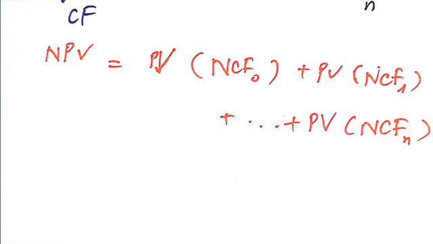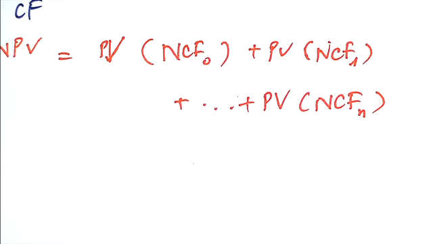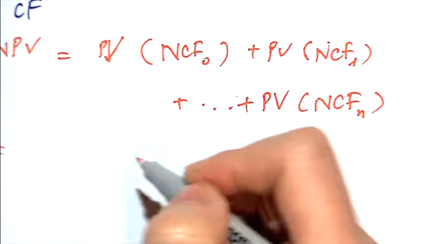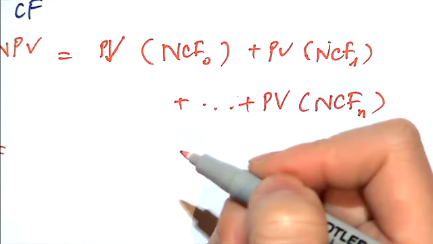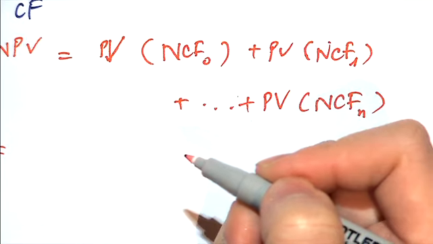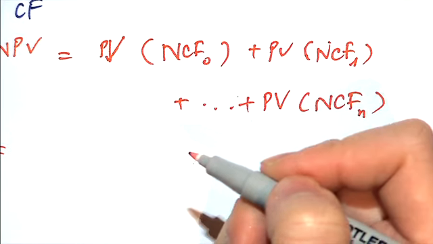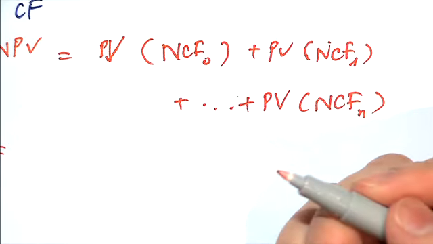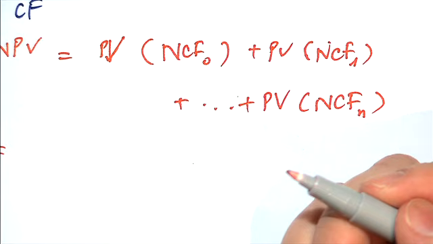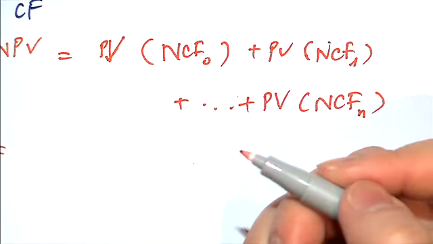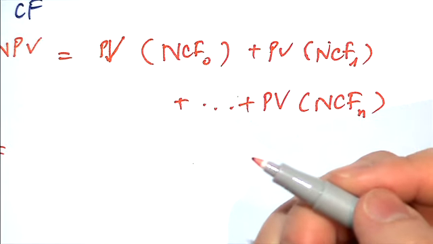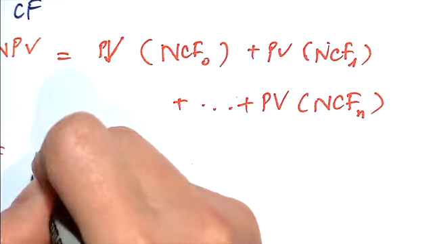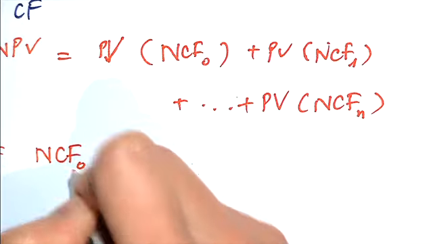You see this? Agree? So what would be the present value of net cash flow 0? It occurs at time 0. So the present value of net cash flow at time 0 stays the same, right? $100 today is $100 at the time value, right? So it is the same as net cash flow at time 0.